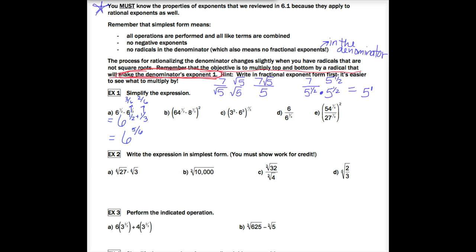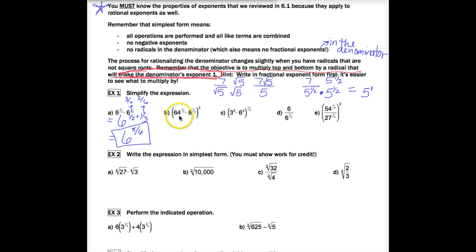Now, it does not matter which form you leave it in, as far as you don't always change to a radical or always change to a fractional exponent. The rule generally is whatever form the original problem was in, that's what form you should have your answer in. So 6 to the 5/6 is going to be our final answer because we're going to put it in the form that it started out in.